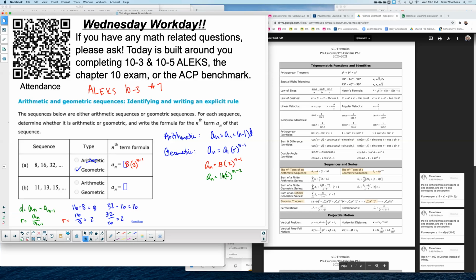Just because the term number and that 1 correspond, you don't have to put the first term in. You could use the second. I could use the third if I wanted to. And mathematically, they're all the same.